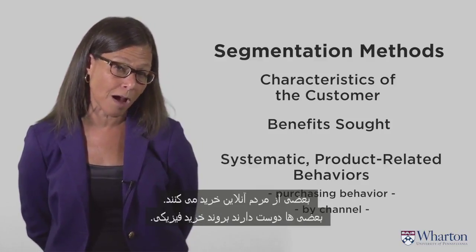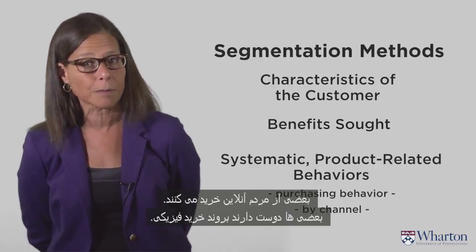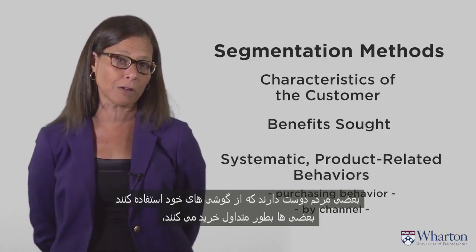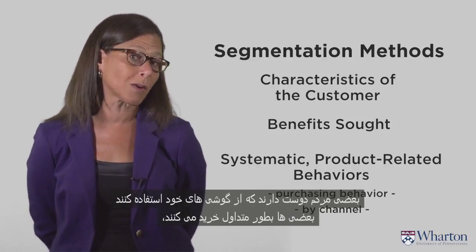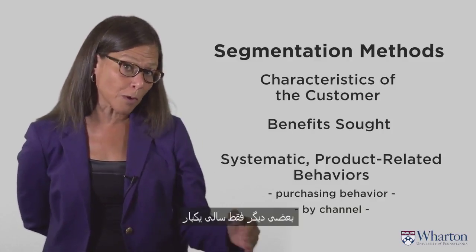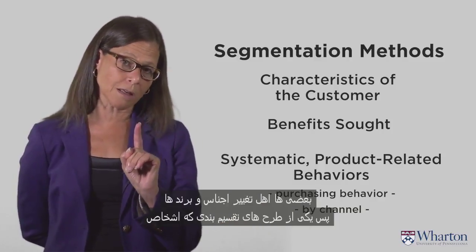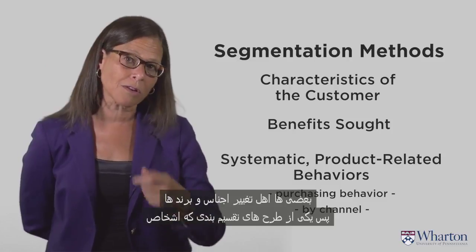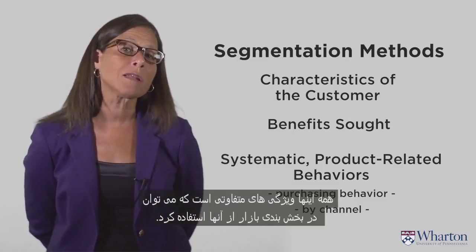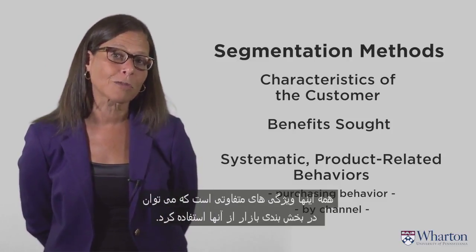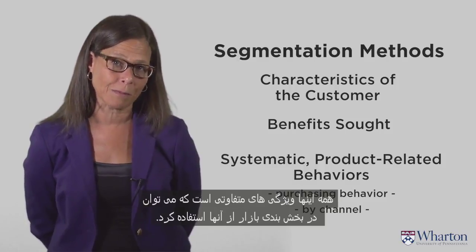A third way to think about it is, how do people purchase? Some people purchase online. Some people like to go to physical stores. Some people like to use their phones. Or some people purchase very frequently. Some people only purchase once a year. Some people like to switch around. Other people like to be loyal. All of these are different characteristics that you can use to segment the market.